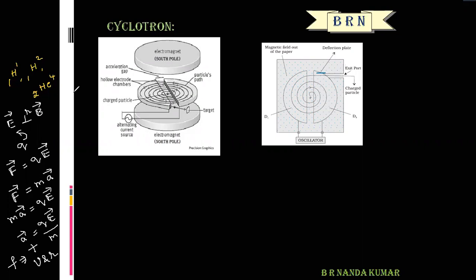So the principle is it uses the concept of perpendicular electric and magnetic fields. That means electric field and magnetic field, which are mutually perpendicular to each other. The electric field accelerates the charged particle, and the perpendicular magnetic field throws the charged particle into a circular path. The frequency of the charged particle does not depend on the speed of the charged particle and the radius of the circular orbit. So now let us discuss the construction.